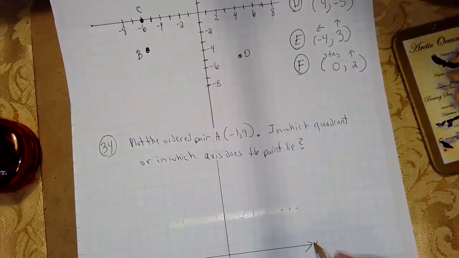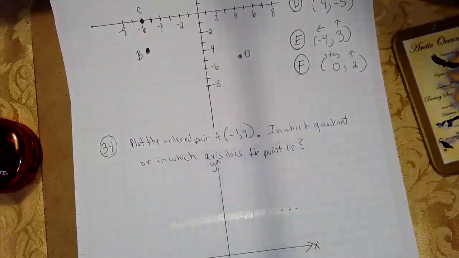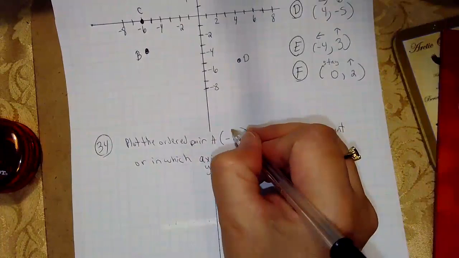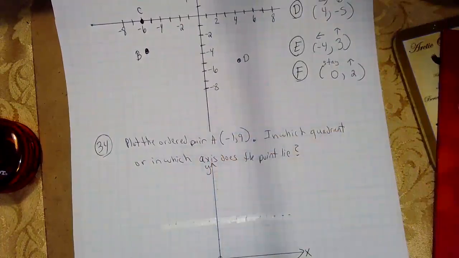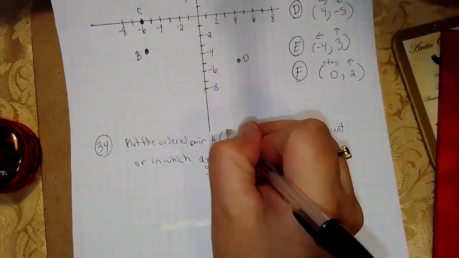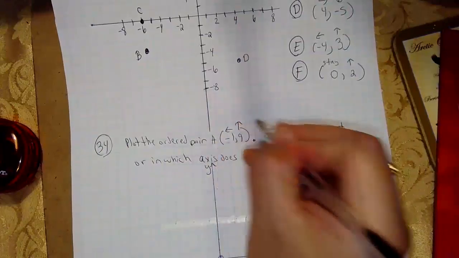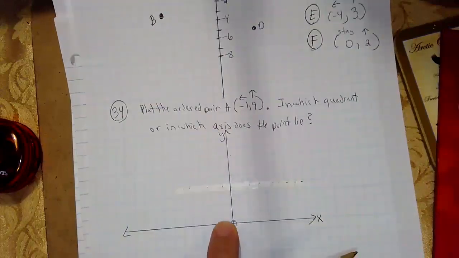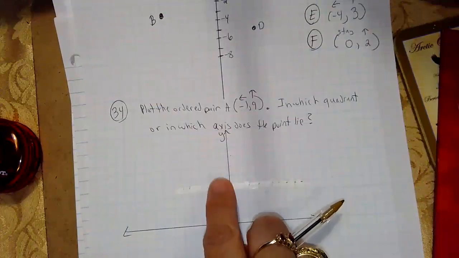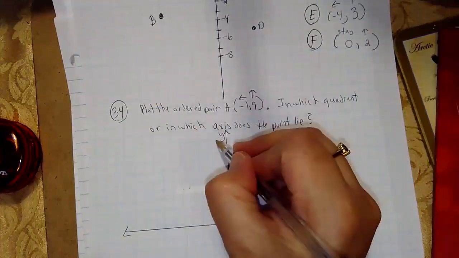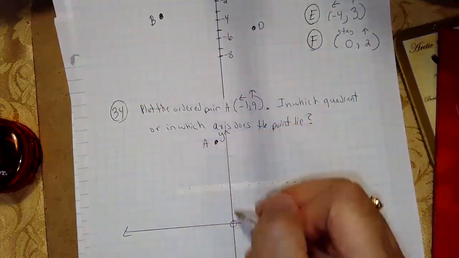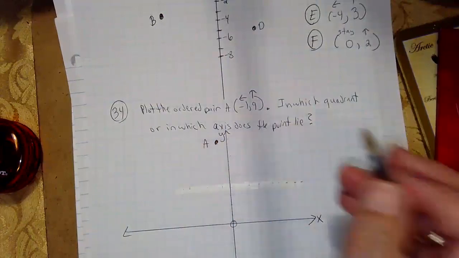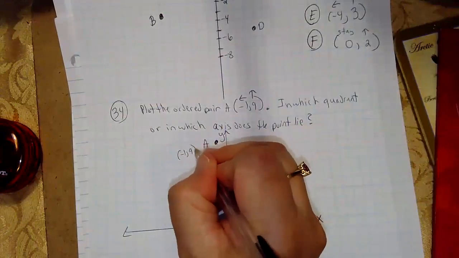So this is my x-axis and this is my y-axis. If I plot this point, -1, 9, -1 means I start at the origin, 0, 0, and I go left 1, and then I go up 9. So I'm at 0, 0, I go left 1, -1, then up 1, 2, 3, 4, 5, 6, 7, 8, 9. There's my point -1, 9.